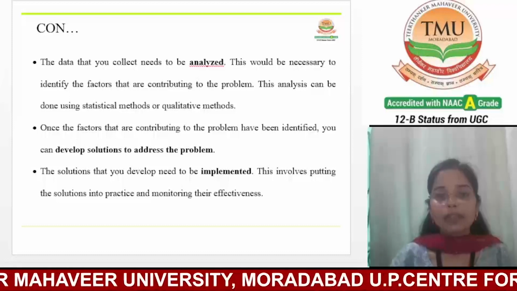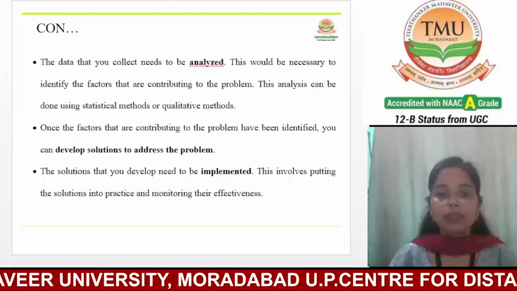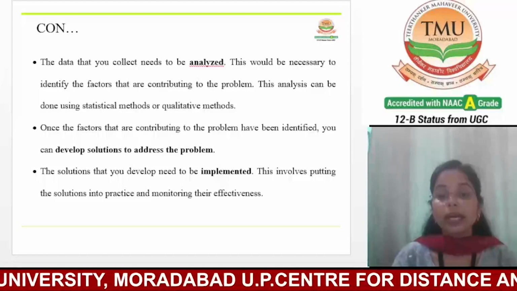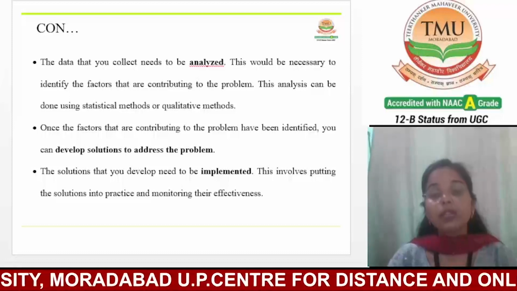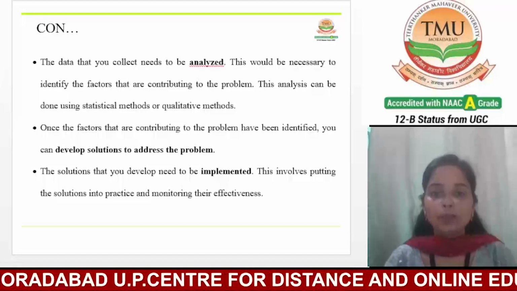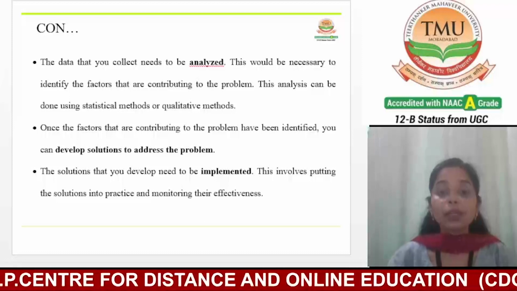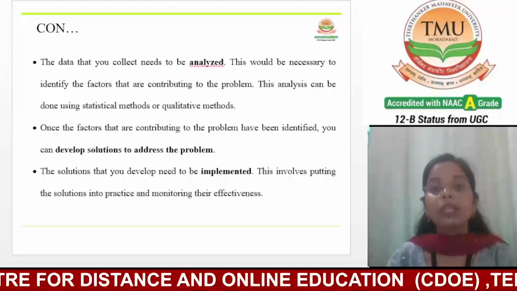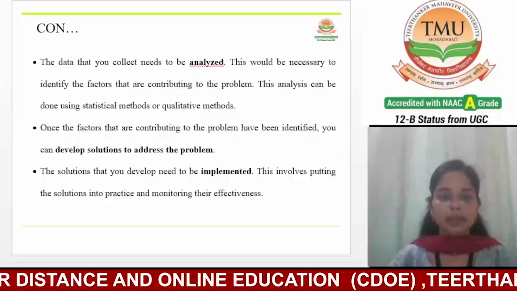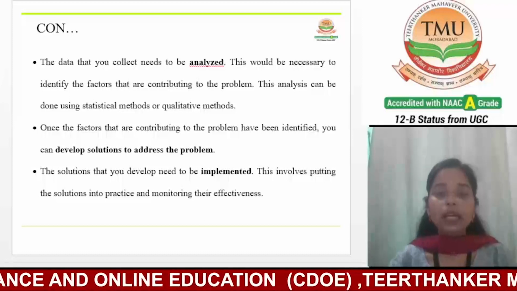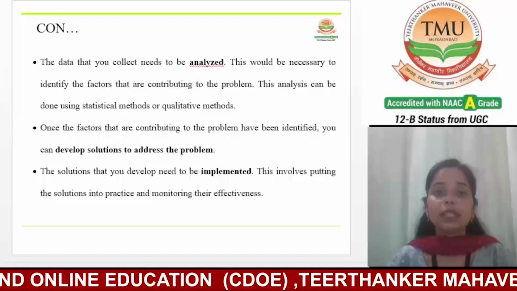So after that, the next step is that the solutions you develop need to be implemented now. This involves putting the solution into practice and monitoring its effectiveness. So these are the steps of diagnostic research.